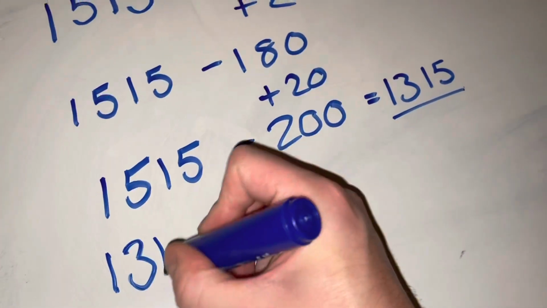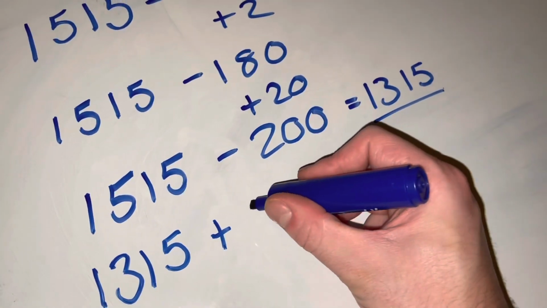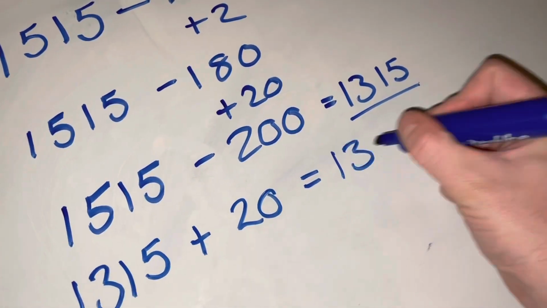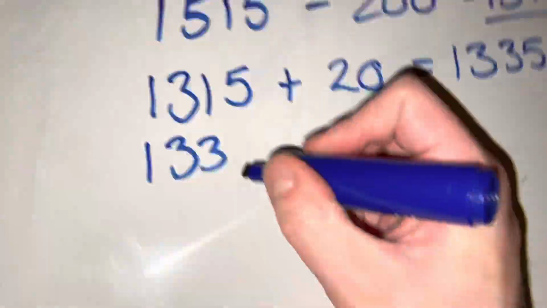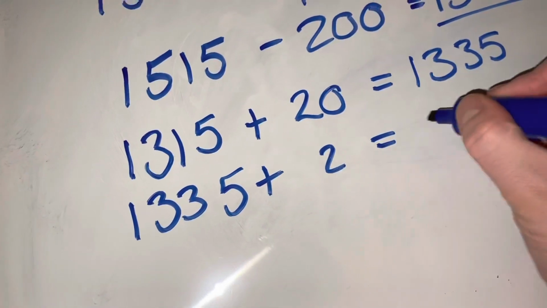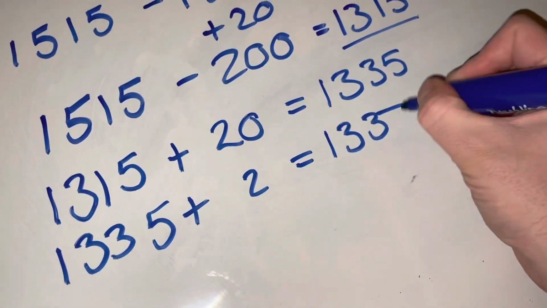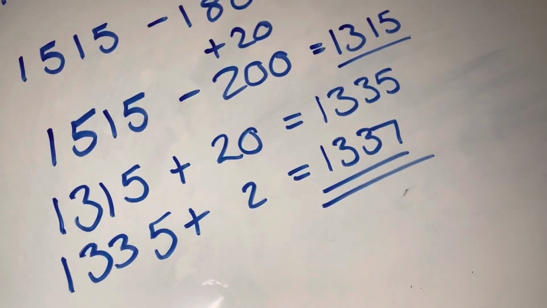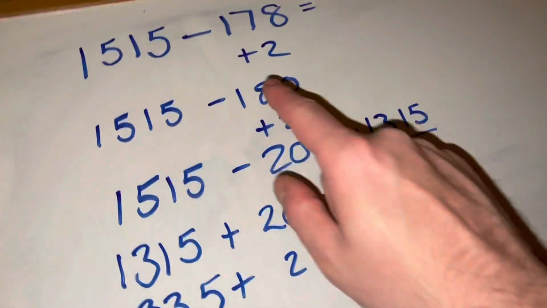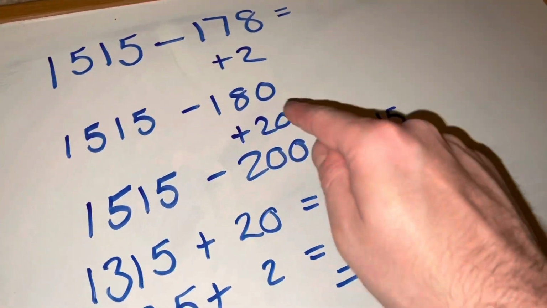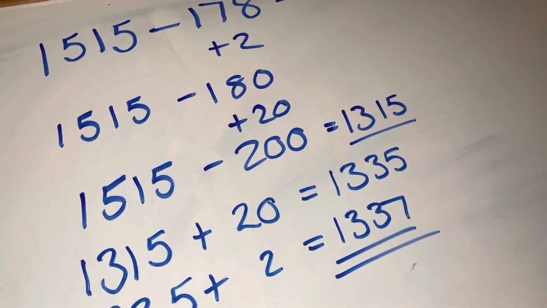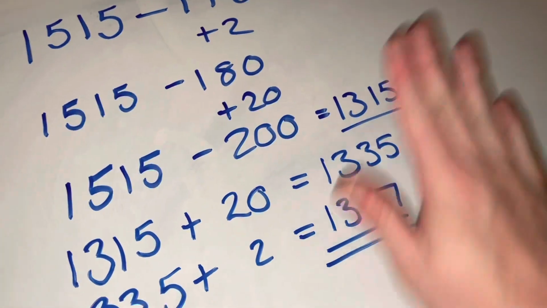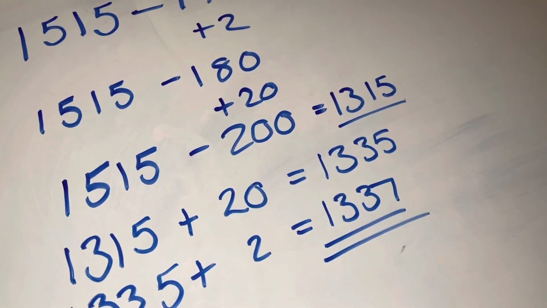So we're on 1315, and we need to add 20, which is 1335. Now we need to add 2. 1335 add our 2 is 1337. The answer is 1337. Remember, if it ends in 8 or 9, compensate. You can compensate by as much as you like, as long as whatever you bring the gap closer to, you do it the opposite way at the end. So we brought it 22 closer at the start, we've taken it 22 further away at the end. The answer, 1337. So there we have it, compensating.